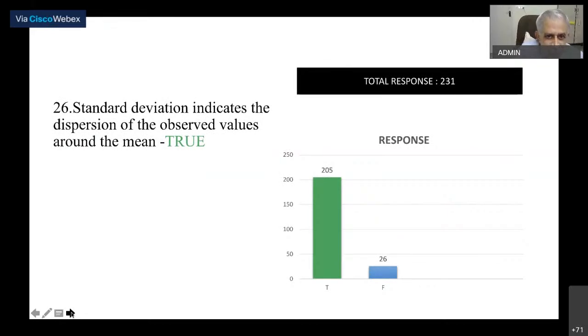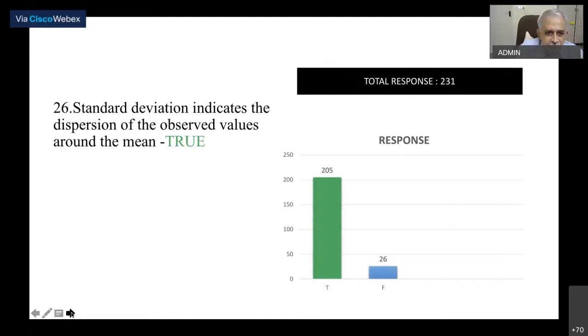Standard deviation indicates the dispersion of observed values around the mean value. That's correct. You get the standard curve. As you know, plus or minus 1 standard deviation covers about 67% of observations. Plus or minus 2 will cover about 95%. Plus or minus 3 deviations will cover almost 99% of the observed values. So it basically shows how the values are distributed around the mean value. Correct? Many people have got it correct.